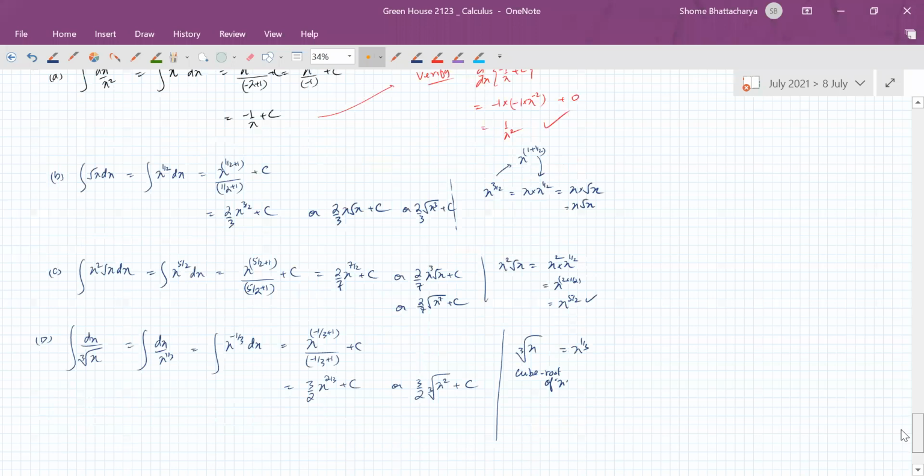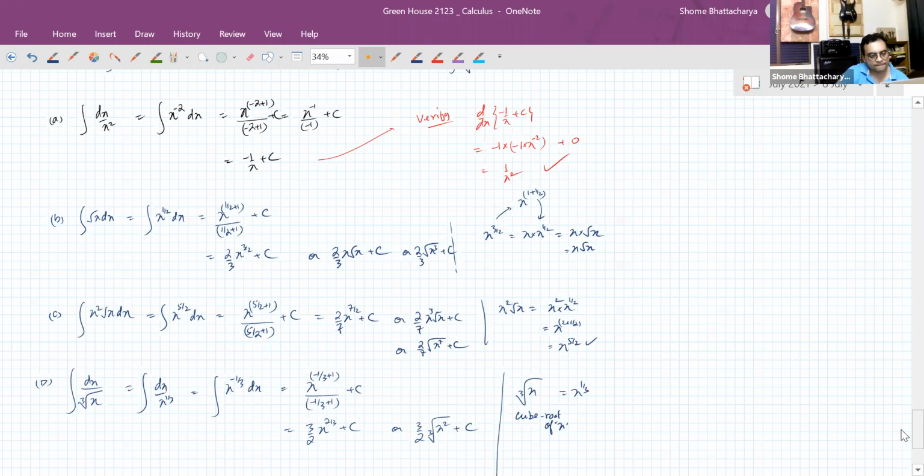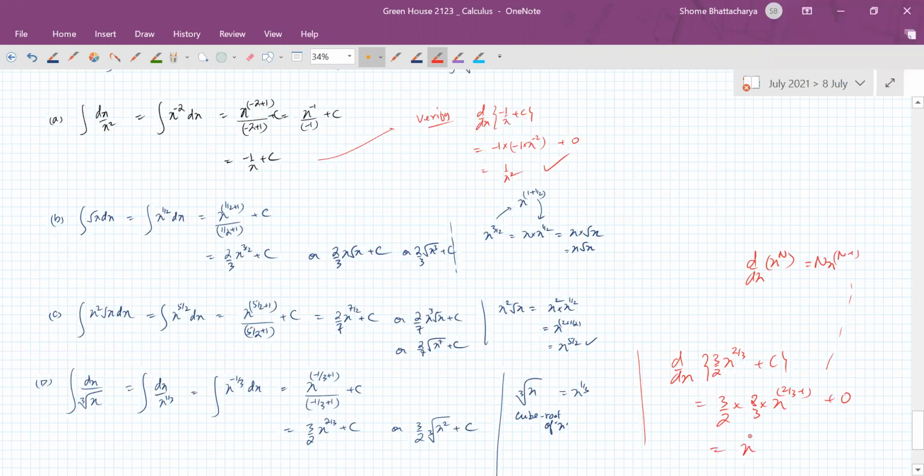Sir, in the last one, can you please show how to verify it? Which one? How to verify that answer? Acha, differentiate it, na? So if you differentiate this thing, differentiation of 3 by 2 x to the power 2 by 3 plus c. So 3 by 2 comes outside. Differentiation of x to the power 2 by 3 will be 2 by 3 into x to the power 2 by 3 minus 1. Because differentiation of x to the power n, you have this formula, na? n x to the power n minus 1. Got it now? Yes, sir. Thank you.